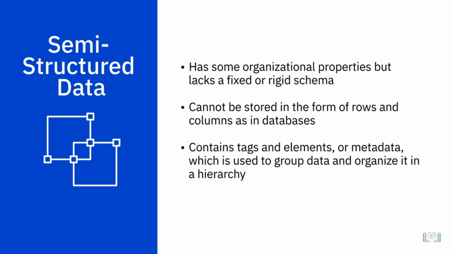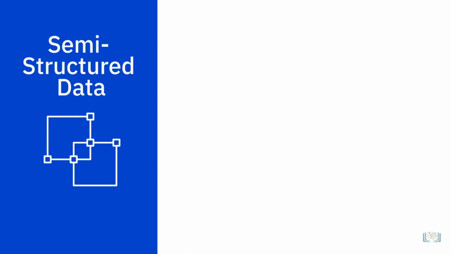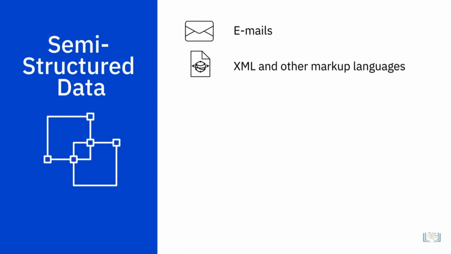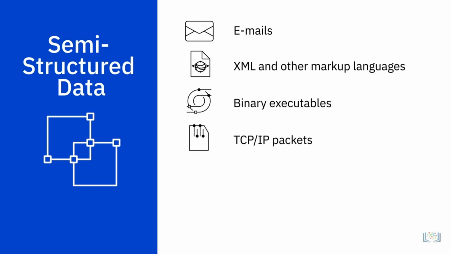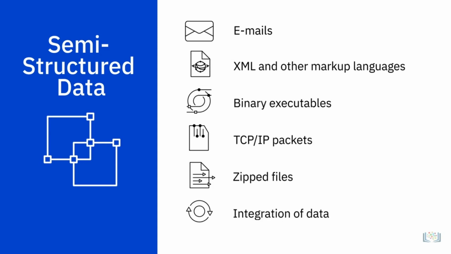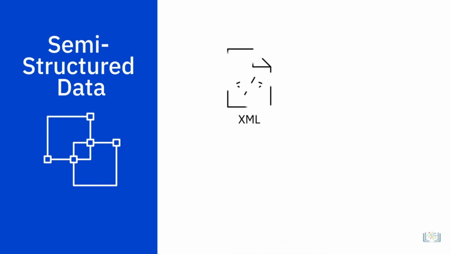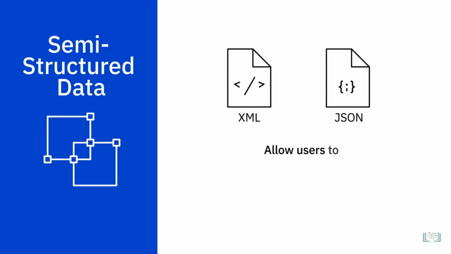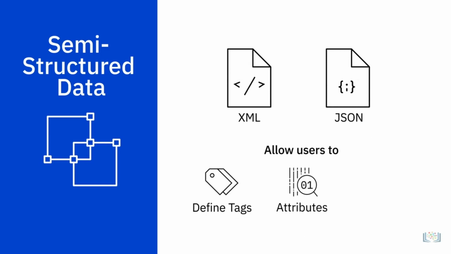Some of the sources of semi-structured data could include emails, XML and other markup languages, binary executables, TCP or IP packets, zipped files, and integration of data from different sources. XML and JSON allow users to define tags and attributes to store data in a hierarchical form and are used widely to store and exchange semi-structured data.